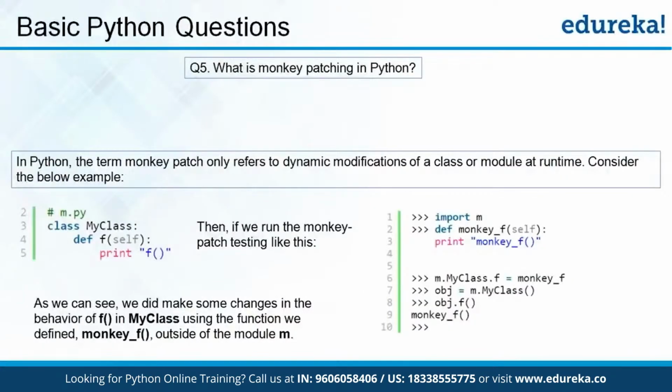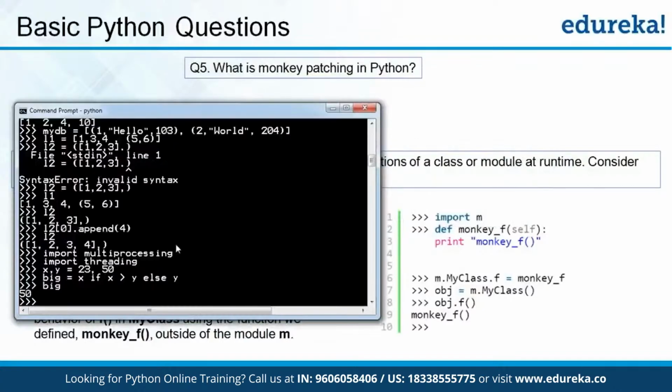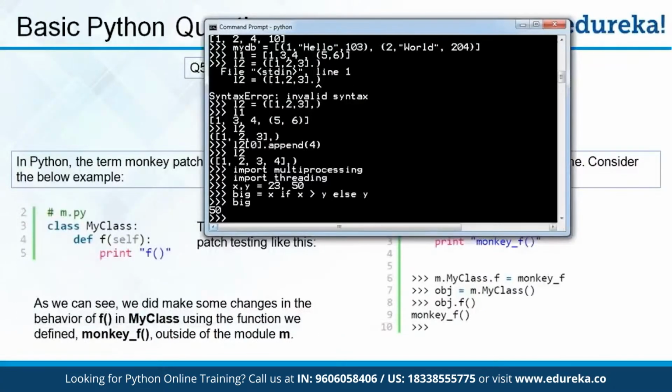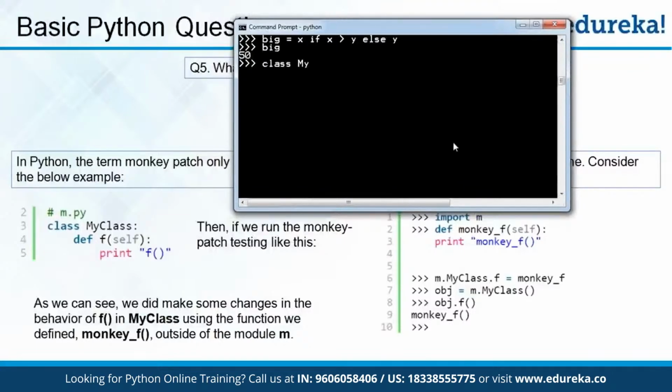This is something which appears when you have gotten into classes. Basically it means you're applying a patch at runtime, or dynamic modifications of a class or a module at runtime. So let's quickly recreate this example over here, and then I'll tell you what the use of monkey patching is.